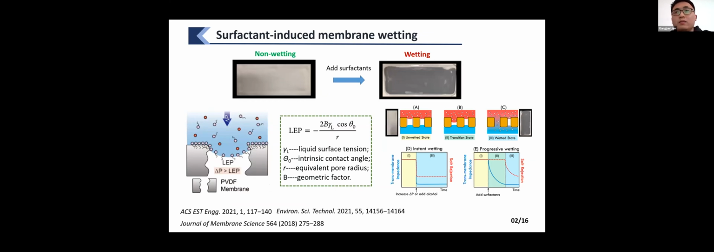Surfactant-induced membrane wetting threatens membrane operation. Surfactant can adsorb on the membrane surface through hydrophobic interaction, thereby changing the properties of the membrane surface and pores. At the same time, the surfactant can reduce the surface tension of the feed, making the LEP, liquid entry pressure, decrease. In this way, the transmembrane pressure difference exceeds the LEP, which eventually leads to membrane wetting and MD failure. It should be pointed out that unlike ethanol-induced membrane wetting, surfactant-induced membrane wetting is progressive.